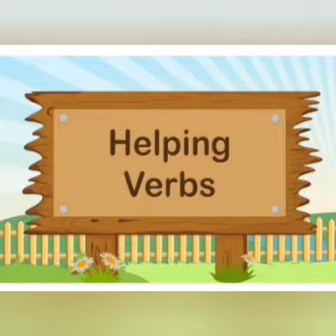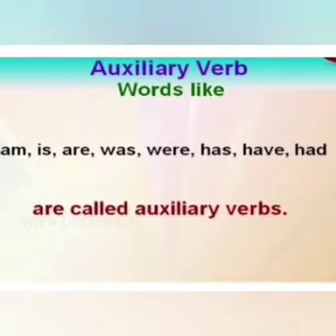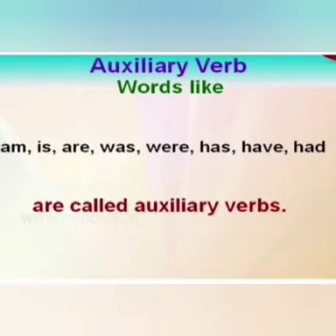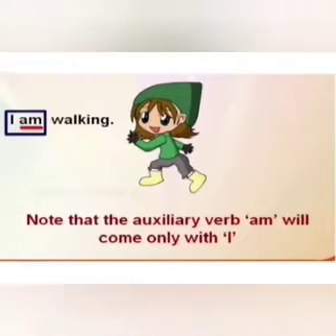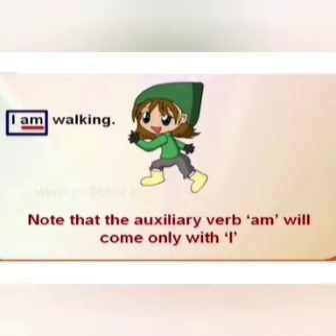Let's understand what are helping verbs. For helping words, we'll call auxiliary verbs. Words like am, is, are, was, were, has, have, had are called auxiliary verbs. Let's see one rule. I am walking. Note that the auxiliary verb am will come only with I. When I is used, that time the auxiliary verb am will come.